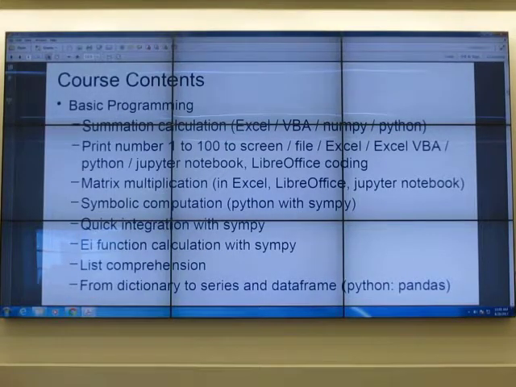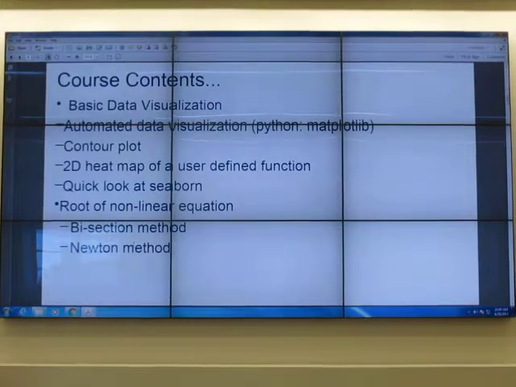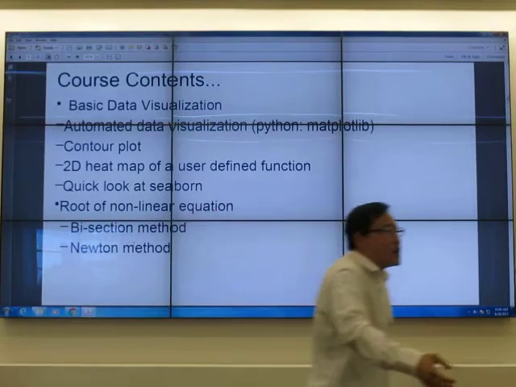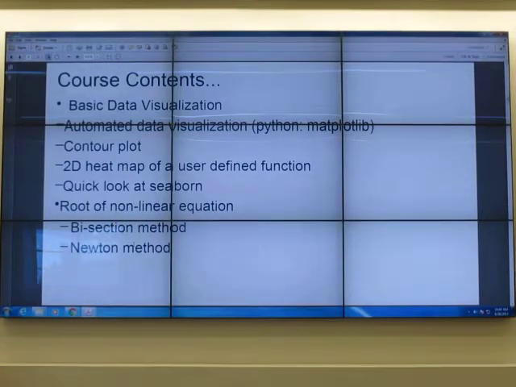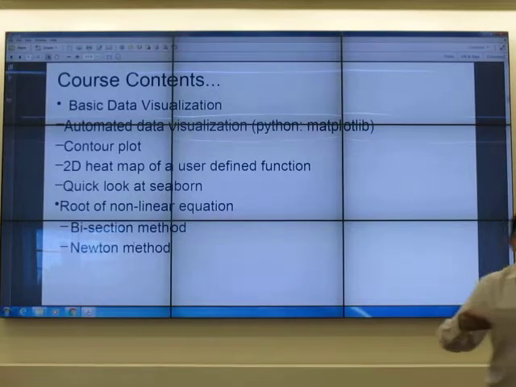And we will do matrix multiplication, and we will do a little bit of symbolic computation. Then do integration of some functions with SymPy, and some basic Python. So that's basic programming. Everyone done? Actually, you don't need to sign your name. You just need to write your username. You're already on. Okay, you're fine.